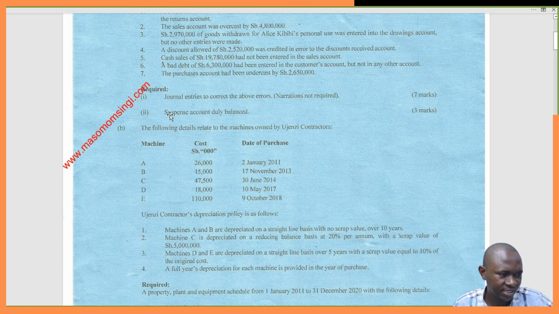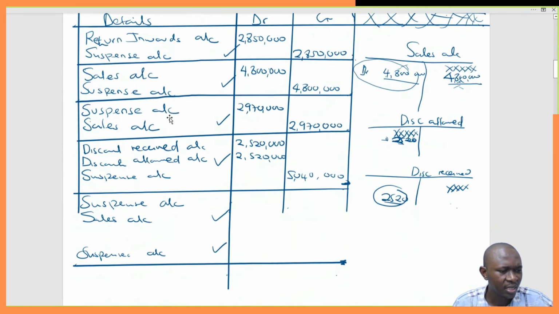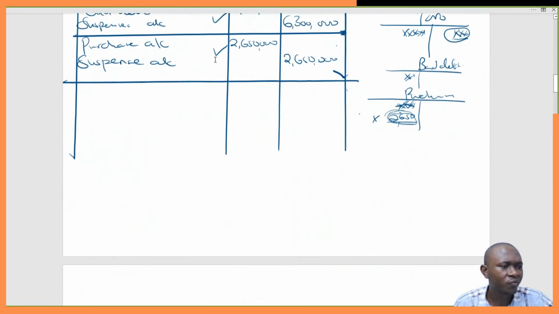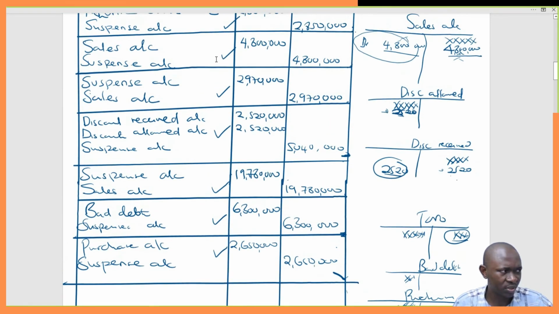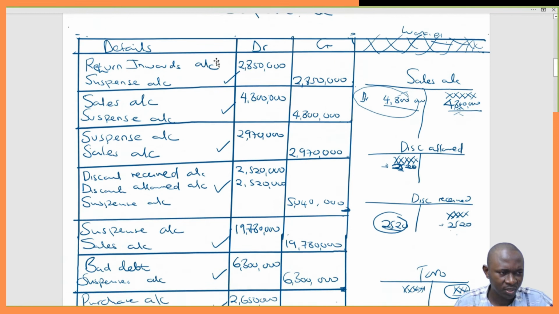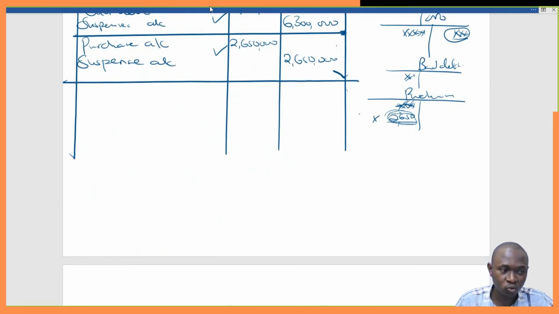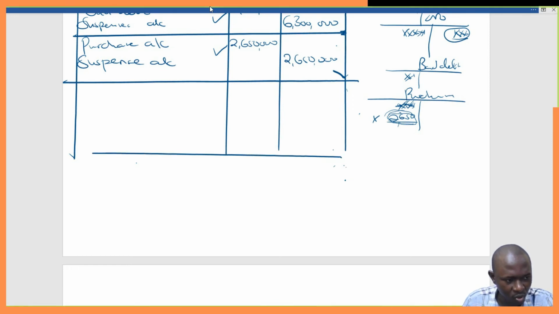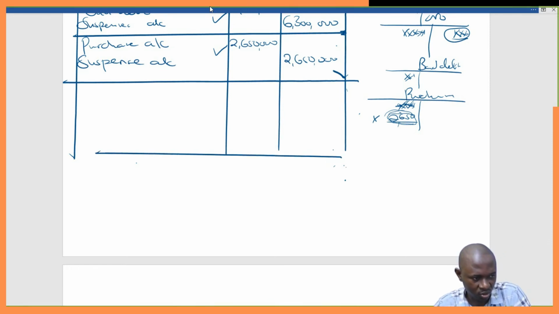Part 2, a suspense account that is duly balanced. Now a suspense account, you just draw it from this. A suspense account looks like this. You'll have that normal T account. So let's have our normal T account. Let me see if it will fit here. So this is our normal T account.